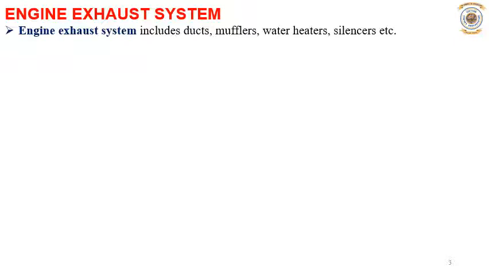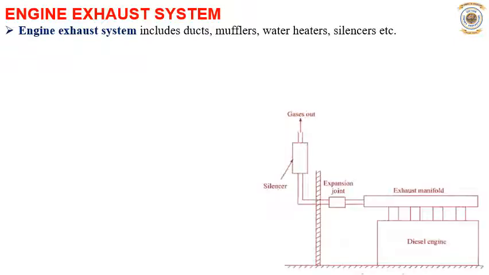The exhaust manifold connects the engine cylinder exhaust outlets to the exhaust pipe, which is provided with a muffler to reduce the pressure in the exhaust line and eliminate most of the noise which may result if gases are discharged directly into the atmosphere. So this is the purpose. The engine exhaust system includes ducts, muffler, water heaters, silencer, etc.